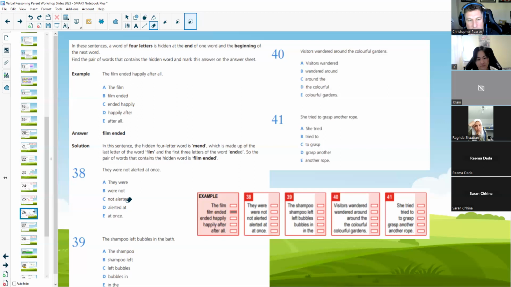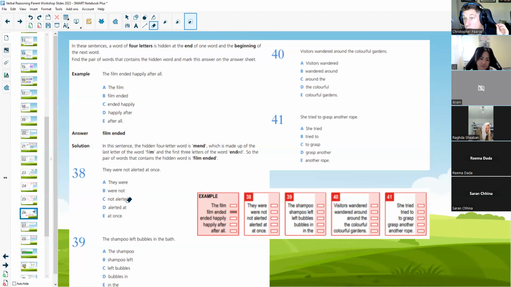I think the other thing which children do find a little bit challenging with this question type is the time that they are expected to do it in. You've got to try and find that hidden 4-letter word quite quickly. So sometimes children are encouraged to use their thumbs to block letters out, if that makes it easier.